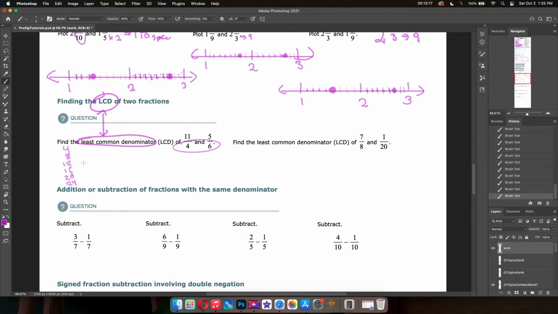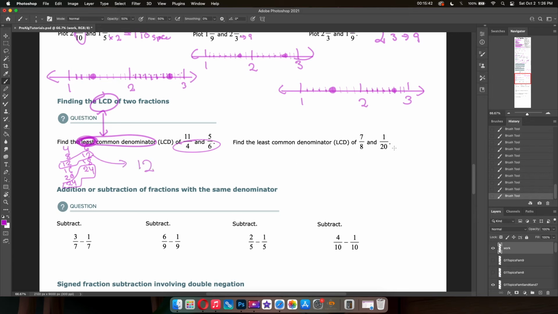What are my multiples for 6? We have 6, 12, 18, 24, and so on. Now you'll notice there are two numbers immediately that they have in common. 24 looks good, but we also have 12. And the thing about an LCD, your least common denominator, is that it tells you at a glance immediately what it's looking for. What's the smaller of these two things they have in common?